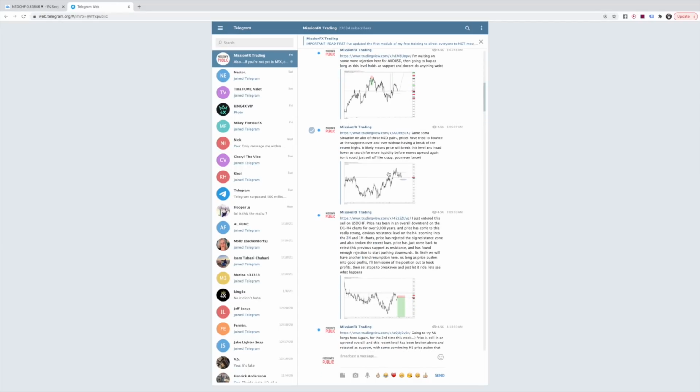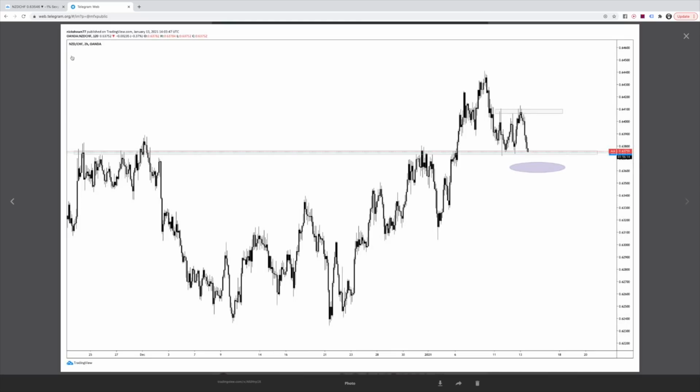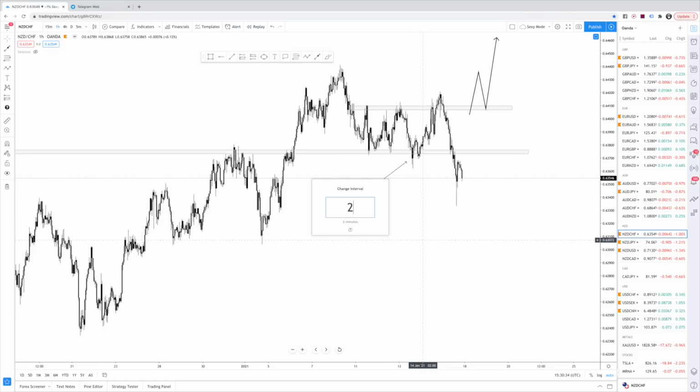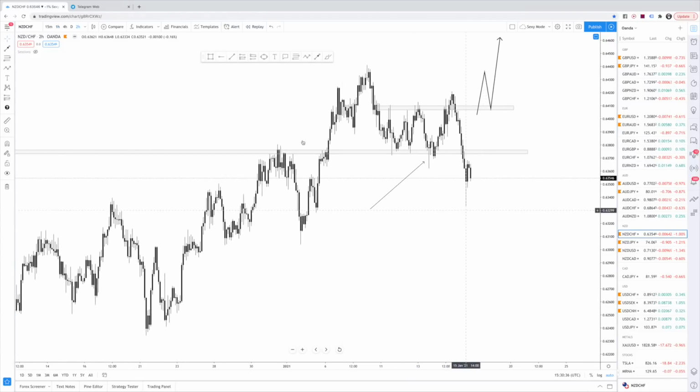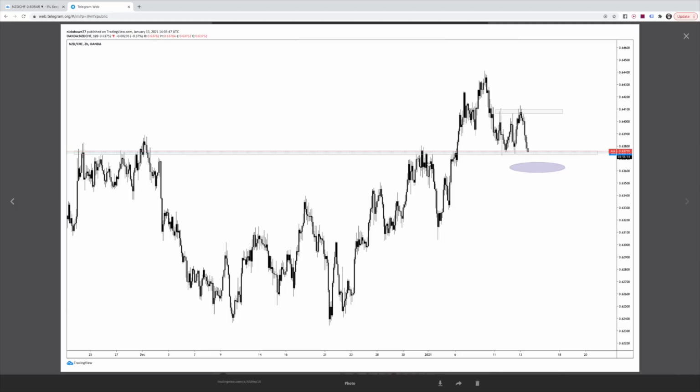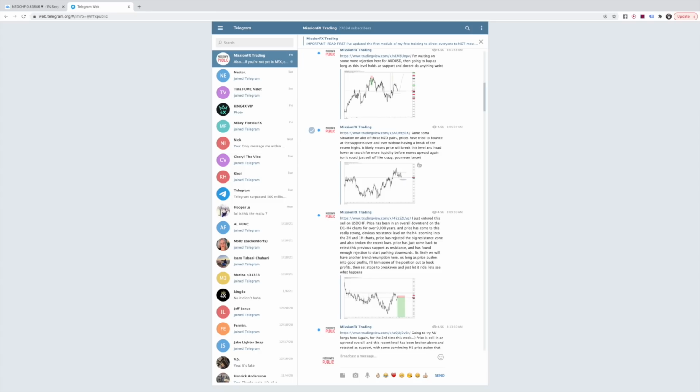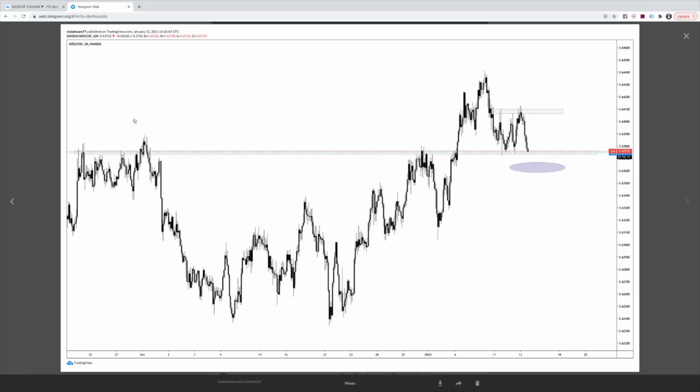In here, so this was New Zealand dollar CHF on the 2 hours. So let me go to the 2 hour and we'll look back and see what happened. But if you see, I shared this right here. Let's see. Prices have tried to bounce the supports over and over without having a break of the recent highs. It likely means price will break this level and head lower to search for more liquidity before the move upwards again. Or it could just sell off like crazy.